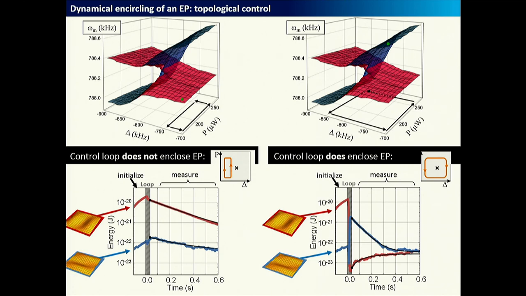So it was originally ringing at 788.0 kilohertz, and we do this loop, and the thing is ringing at 788.5 kilohertz. It's in the blue band. And then as a function of time, well, it's a damped oscillator, so it damps. But what we're interested in is this point here. After the loop is performed, the energy is in the other mode. It's run around the circle and come up.